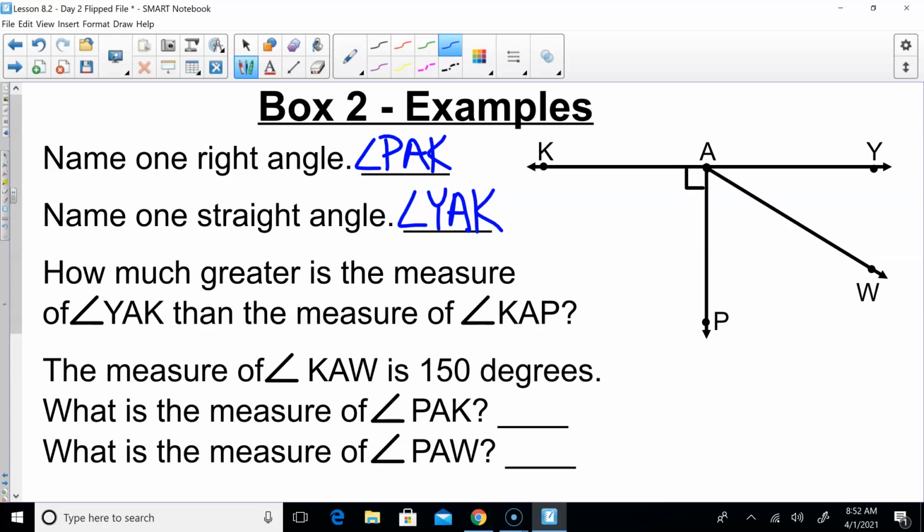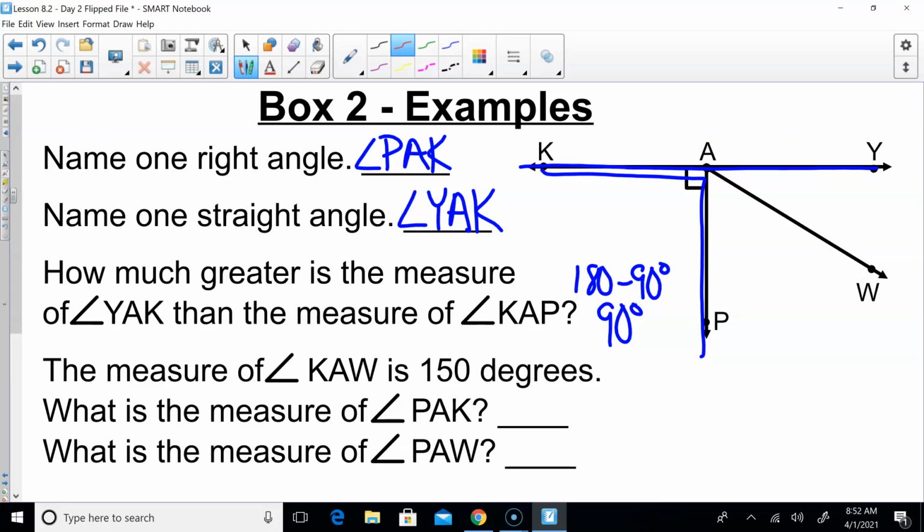How much bigger? Well, it looks like the same. We had 180. So YAK, going this way, is 180. We have KAP, which is right here, which is 90. So 180 minus 90 degrees is 90. That's why I said knowing the straight angle of 180 and knowing the right angle of 90 can really help us solve some of these problems.